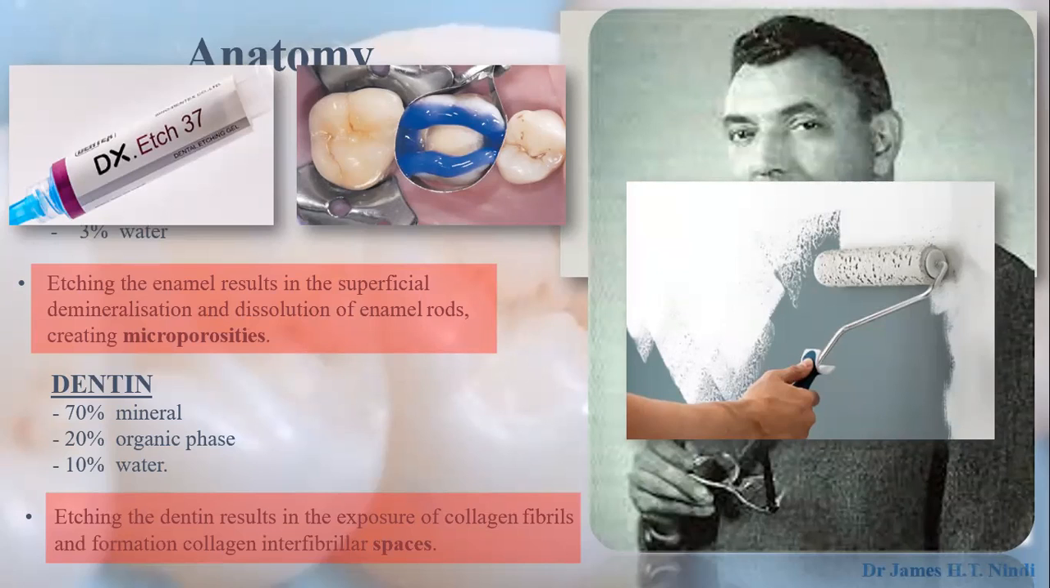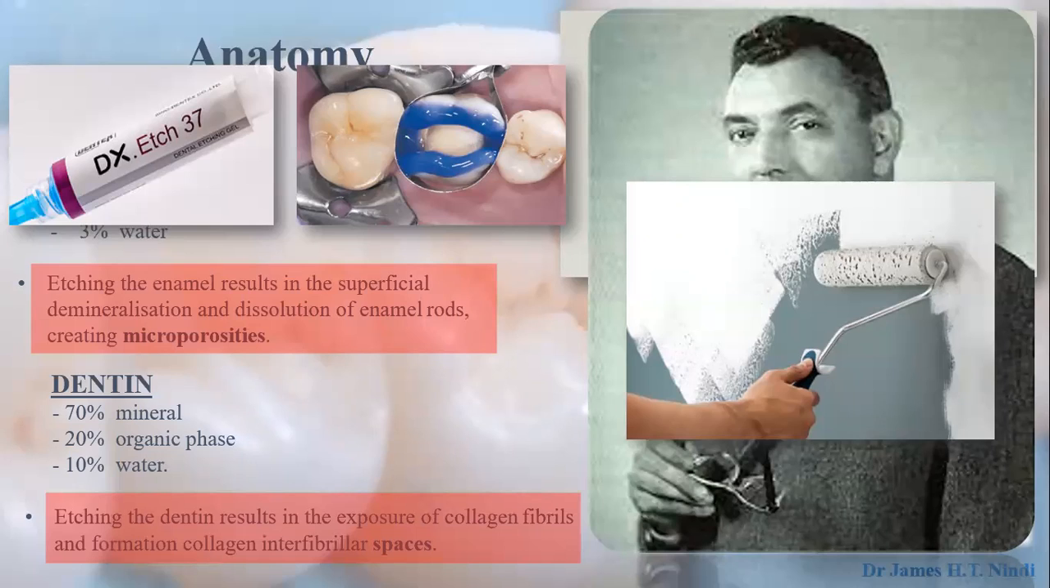And why 37%? Why have scientists decided to use a concentration of 37%? It's because they discovered that concentrations of less than 30% or more than 40% will result in precipitation, resulting in crystal formation, and this will affect bonding. A concentration of between 30 and 40% was found to be enough to etch the tooth structure adequately. So how long do we etch and how do we etch?